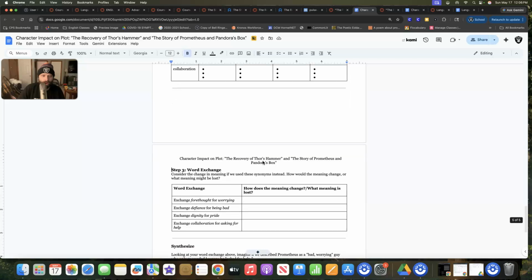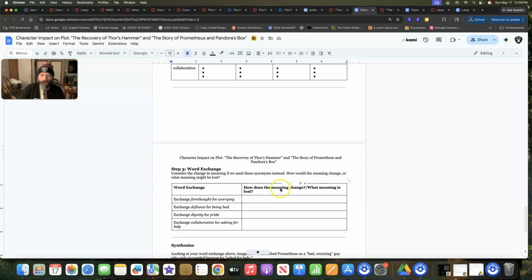And then down here, also a new section. Okay, so how does the meaning change? And this is our connotation, denotation type of thing. So forethought and worrying are very similar words. However, one has more of a positive feel while one has a more negative. So how does the meaning change? What is lost when we add this word? Same thing with defiance versus being bad, dignity versus pride, and then collaboration versus asking for help. Which one of these sounds better? Which one of these sounds worse? So that's how the meaning changes. And then what is lost?